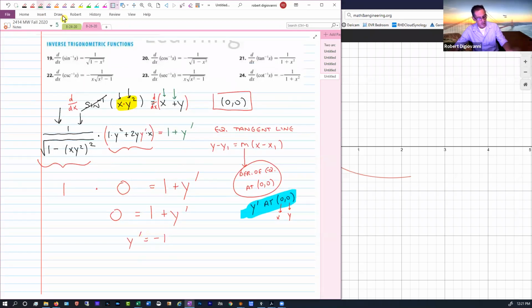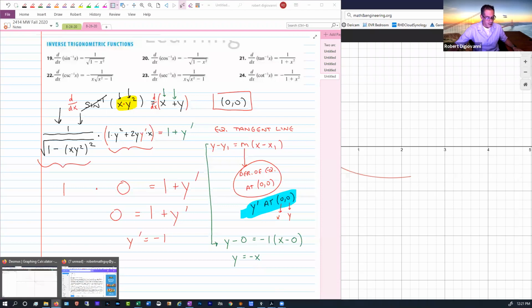So then I come over here to this. I'm ready to plug everything in. Y minus y1 is 0 equals the slope, which is negative 1, and then x minus x1 is 0 also. So I'm plugging in the 0, 0 here for the x1 and y1. And when you put all that together, all you get is y is negative x. That's the equation of the tangent line.